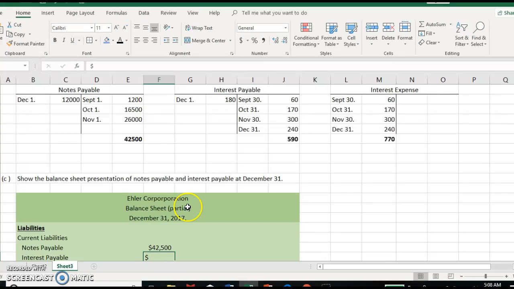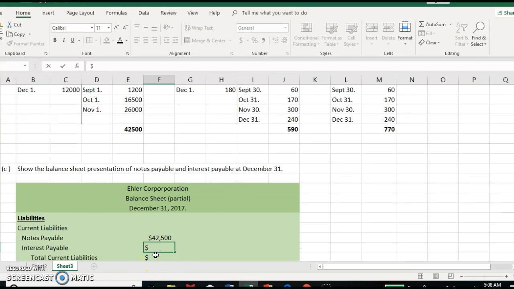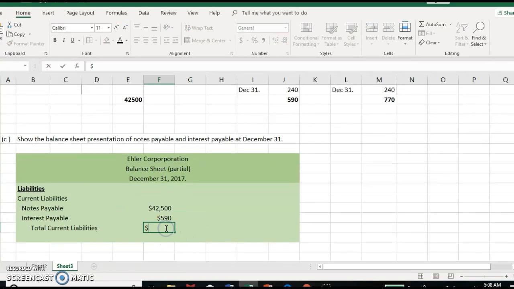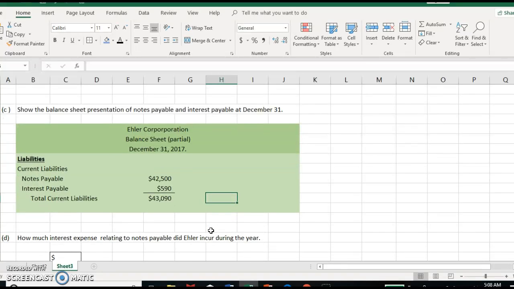And the interest payable, as we see here, has a balance of $590. And that comes to a total of $43,090. So that's our portion of the balance sheet.